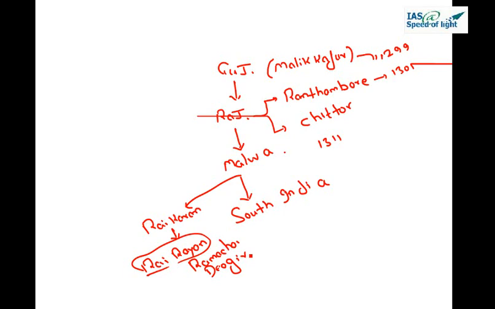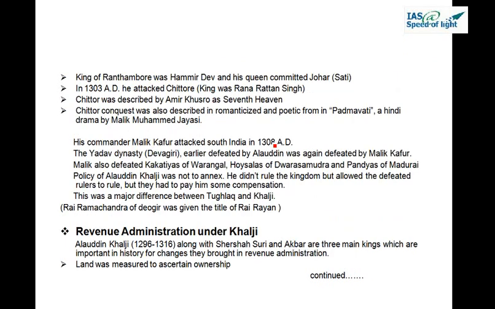The Alauddin forces under Malik Kafur continued to maintain control over the Deccan kingdoms. Now here the Khaljis followed one policy. They never used to annex the kingdom. What they used to do is defeat the kingdom, defeat the king, and then in turn ask for some compensation to be paid. This was the exact contrast to the policy followed by the Tughlaqs, particularly Muhammad bin Tughlaq, who used to annex the kingdom and himself wanted to rule that particular state.